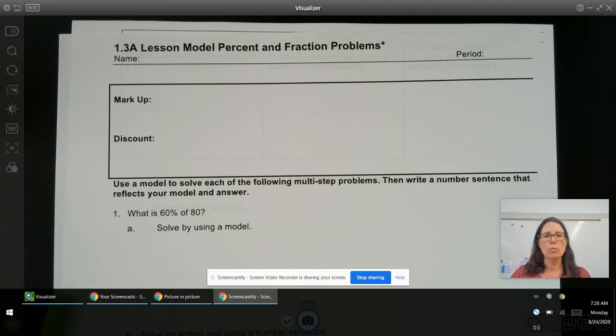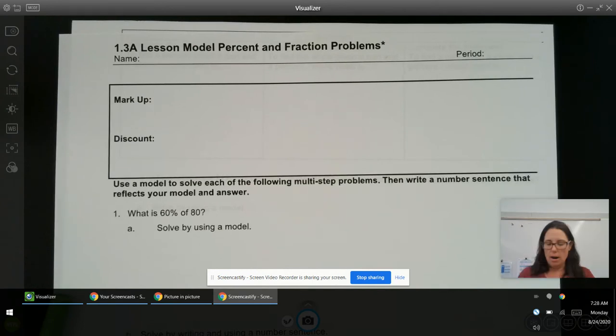Hello, everybody. 1.3a lesson. Notice that we are now in a new section of Module 1, Section 3. So the topic's going to change slightly. Okay, we're here today. We're going to talk about markup, discount, and how that pertains to bar models. And then we will also be introducing something called a number sentence. So another way in solving these problems.